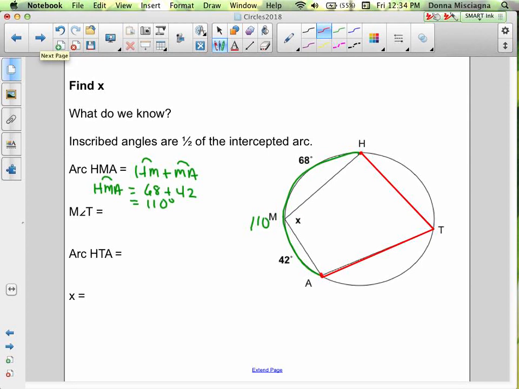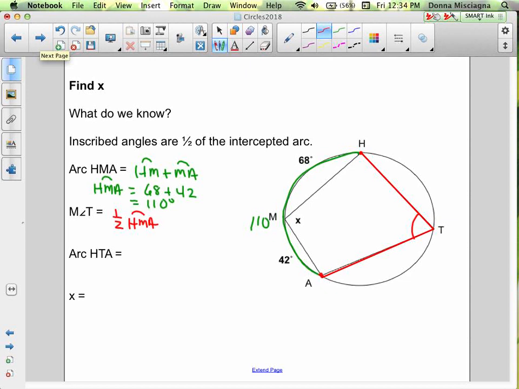Now, angle HTA, or angle T, is the inscribed angle. Notice the endpoints of the angle, the endpoints of those chords, are on the endpoints of the arc. So that means that angle T is equal to half of arc HMA. So you do need to know how to, and if you need to, draw it out, right? Trace it, follow it so that you can follow it out and solve the problems.